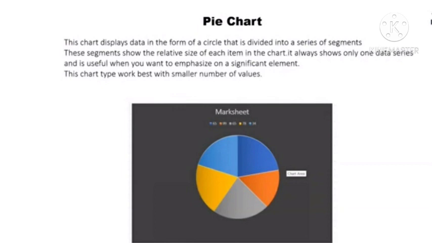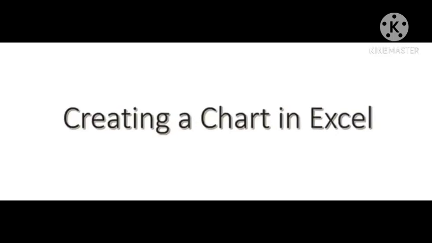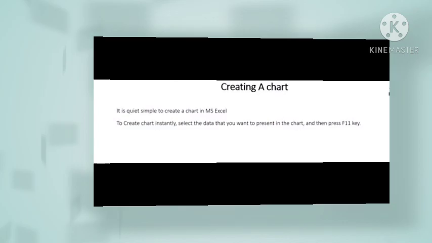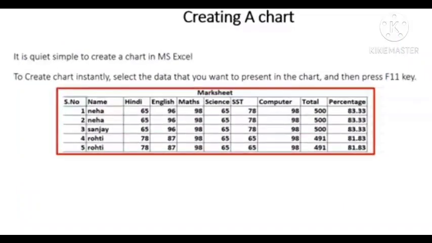Significant element. Now let us learn how to create a chart in Excel. We have already learned this in the lower classes, but we will see how will we create a chart in Excel. Creating a chart. It is quite simple to create a chart in MS Excel. To create chart instantly select the data that you want to present in the chart and then press F11 key.